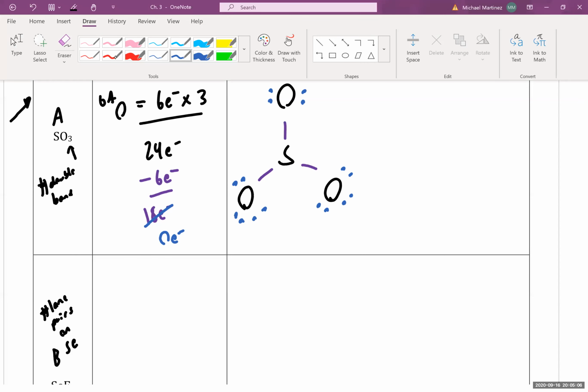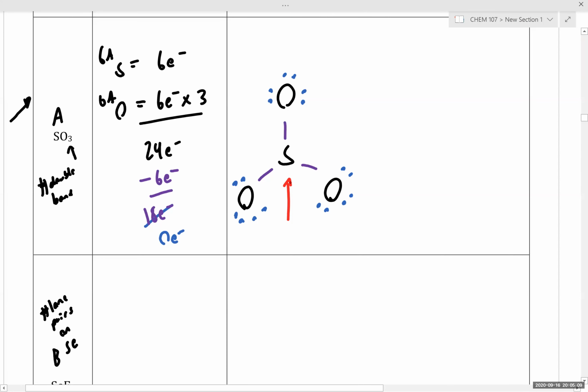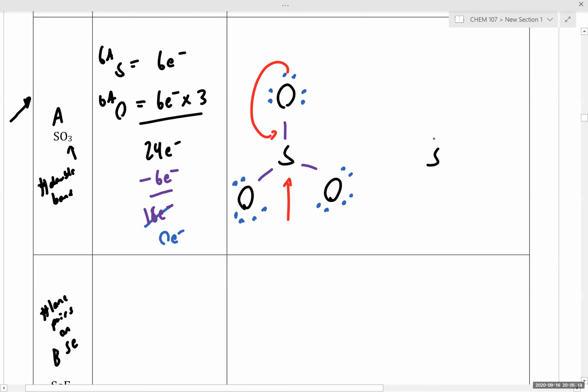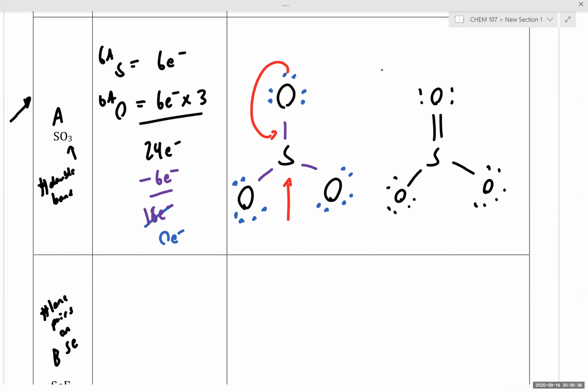Now, sulfur is not very happy. So what do we do to complete its octet? Double bond, yep. We take our lone pair and we convert it into a double bond. That in turn gives us the following valid Lewis structure. And as we see, all of our atoms have 8 valence electrons. Does this example make sense to everyone?